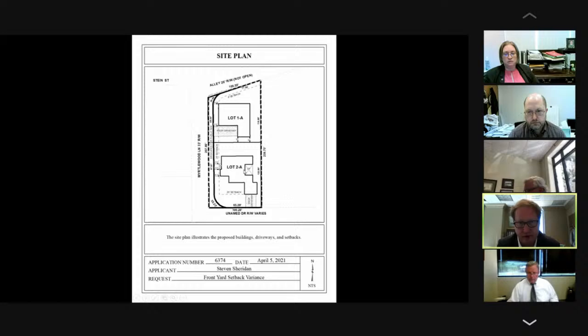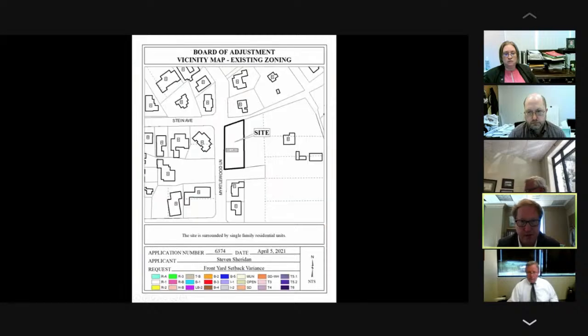I'm right around the corner from this property. Yeah, if you can see, this is my home where my cursor is on the screen there. And my thoughts would echo what's been previously said.